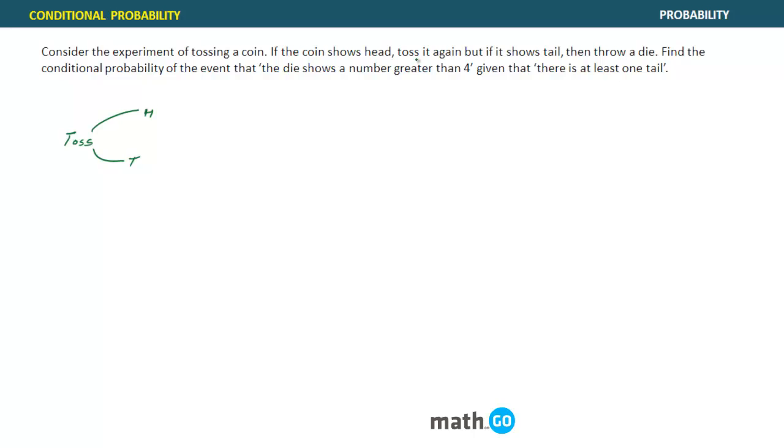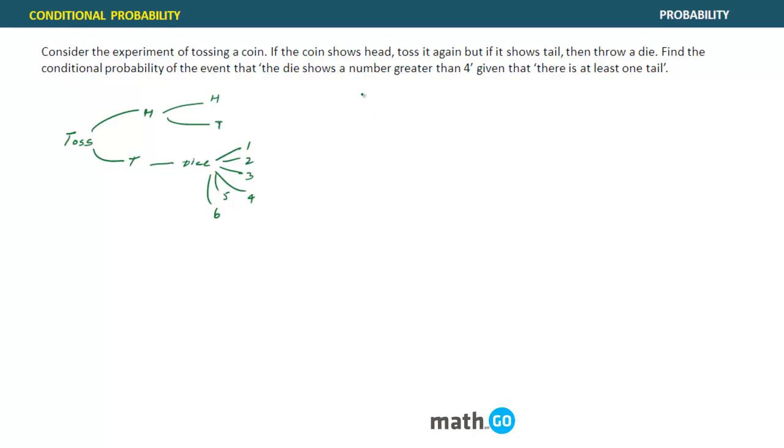If the coin shows head, toss it again. So if it is head, you will again toss it. That means you will again get a head or a tail. This is what is happening. Then it is said if it shows tail, then you throw a die. Now if this happens, you throw a die which could have all 6 options: 1, 2, 3, 4, 5 and 6. So this is what has occurred.